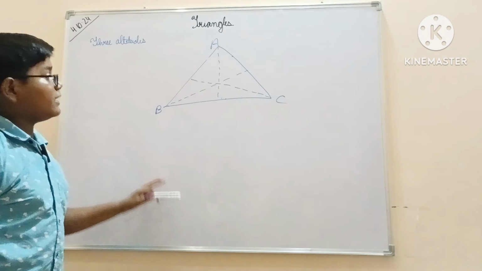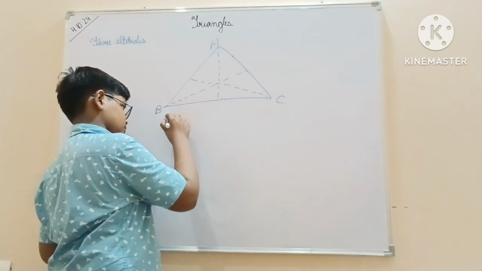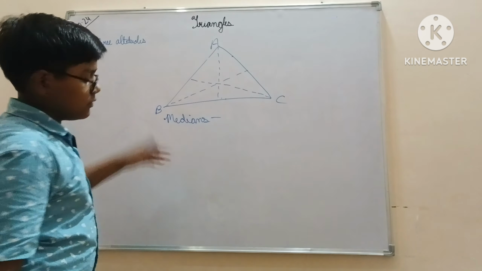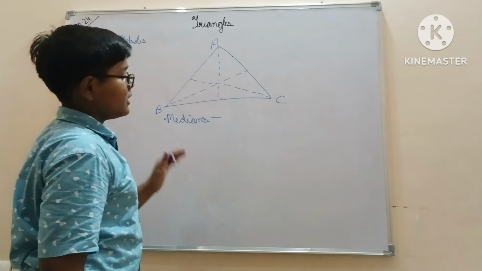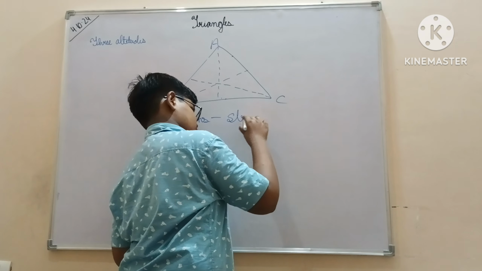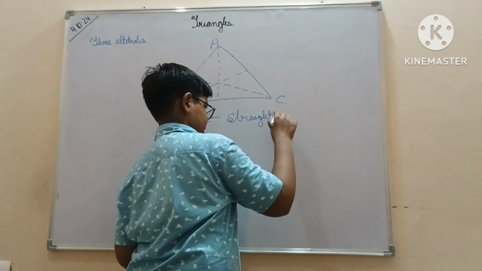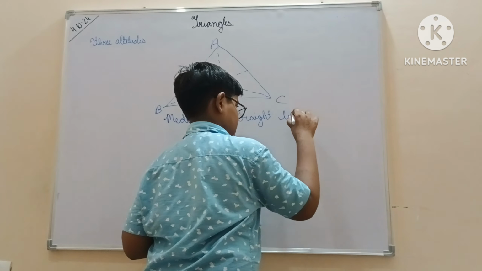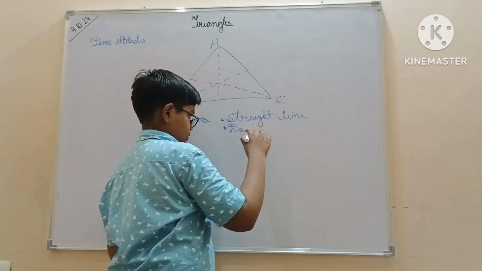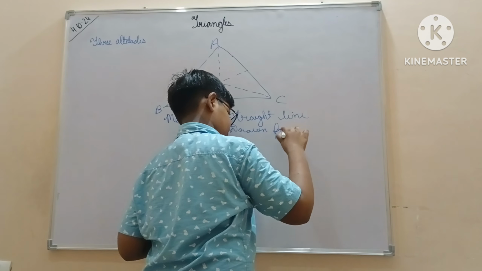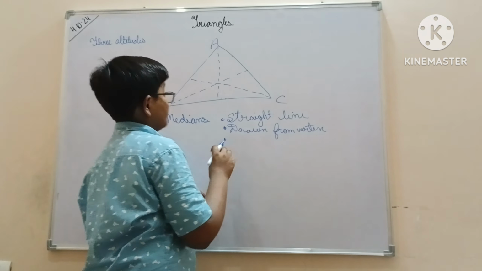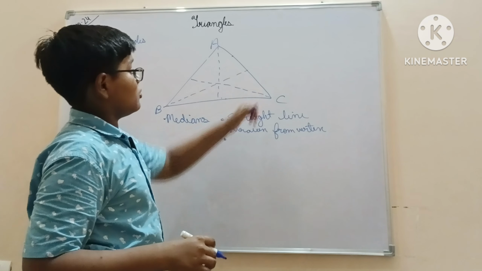So we were talking about the medians, and medians are those lines, in mathematical form, that are straight lines drawn from a vertex. And this straight line divides the opposite side into two parts.